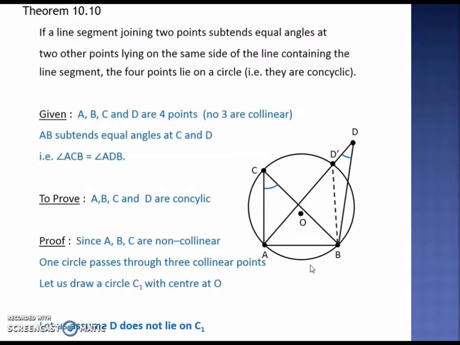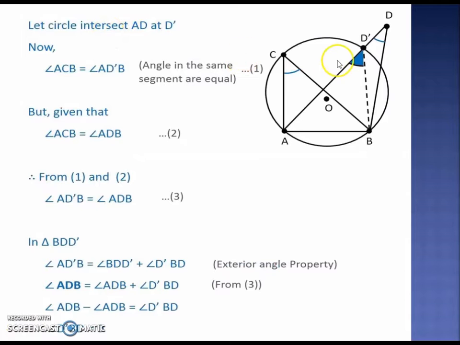You have to prove that A, B, C and D all lie on the same circle. They are concyclic. So let the circle intersect AD at D dash. So now what will happen? This ACB and AD dash B, these two angles will be equal, because they are angles in the same segment, we have already proved that they will be equal. Also, it is given that ACB and ADB are equal. So if we combine both, we will get that these two angles, AD dash B and ADB, are equal.